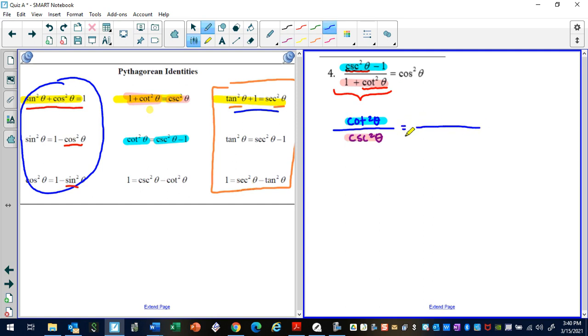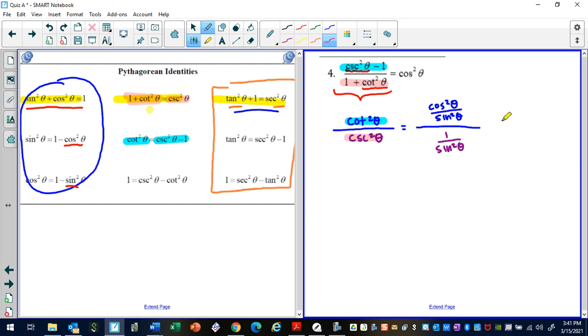From here, what can we do? Well, changing stuff into sine and cosine at this point is a good idea. That cotangent squared is going to be cosine squared over sine squared. Watch your squareds, don't drop them. And make sure you're not dropping your theta either. Similar idea in the bottom, the purple, cosecant squared is 1 over sine squared. Don't forget your thetas, don't forget your squareds.